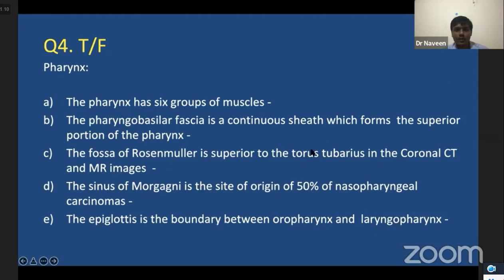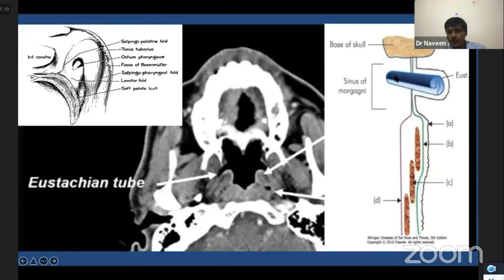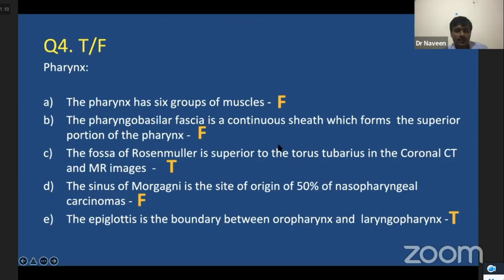Pharyngobasilar fascia is a continuous sheath which forms the superior portion of the pharynx. This is false. Pharyngobasilar fascia has a defect in the superior part, which is called the sinus of Morgagni, through which the eustachian tube passes. This is also a site for spread of nasopharyngeal carcinoma. So it is not a continuous sheath.